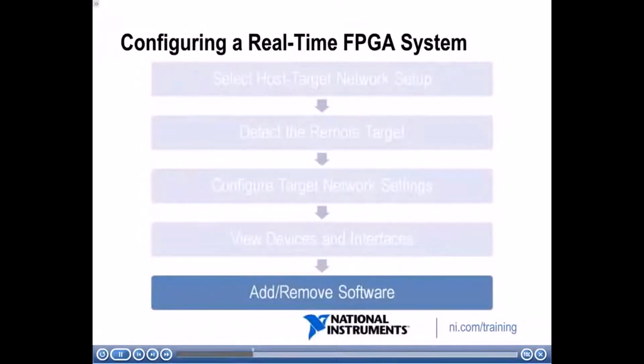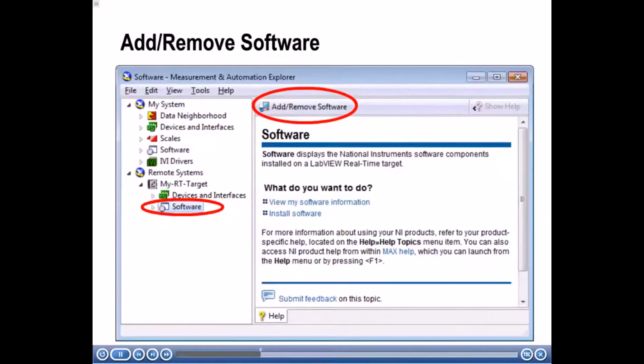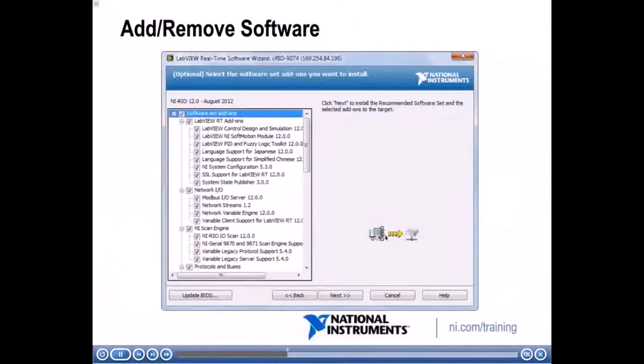The next thing you want to do is add and remove software accordingly on your RT target. So here we have another screenshot of MAX, and notice under your RT target there is a tab called Software. So what you want to do is select that software and then click the Add Remove Software button, and that'll launch a wizard that allows you to install software onto your RT target. Here we see one of the screenshots of the Add Remove Software wizard. So here you can see that you can install software add-ons. You can also use the wizard to install a recommended software set. So let's take a look at that in MAX now.